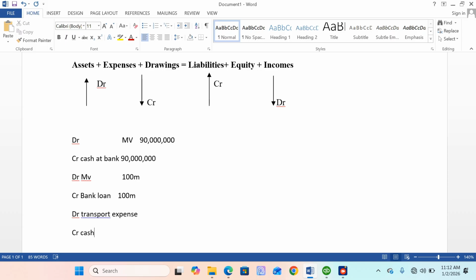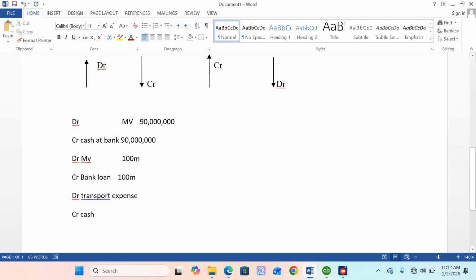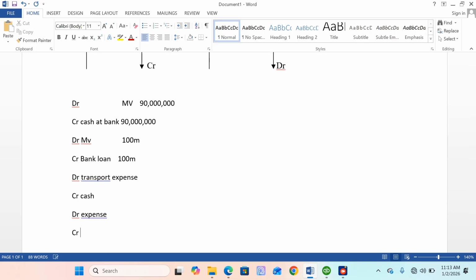What if I've made an expense but on credit? This time round I have spent, but they are demanding me. It means the expense has increased, debit expense, and we credit accounts payable. Accounts payable is a liability. Liabilities have increased, and whenever they increase, we credit them.